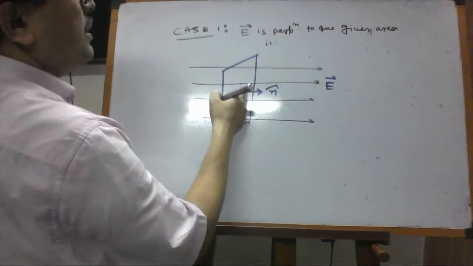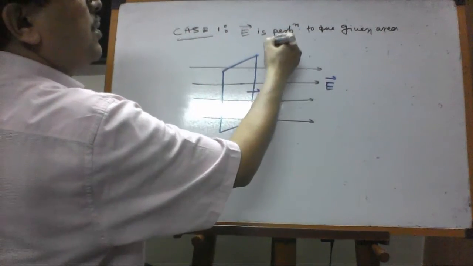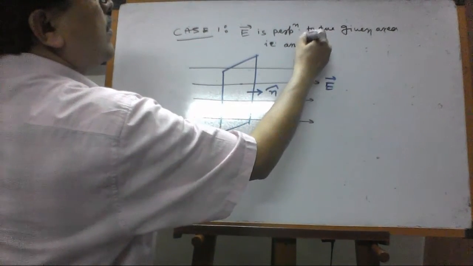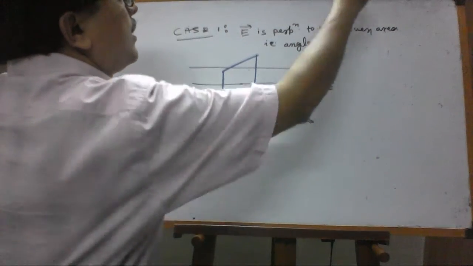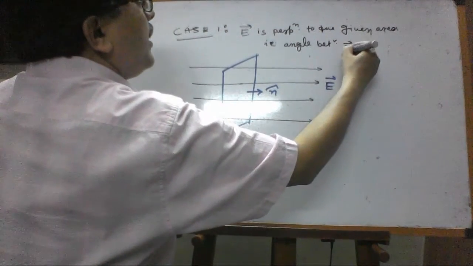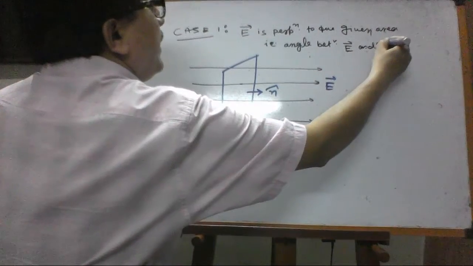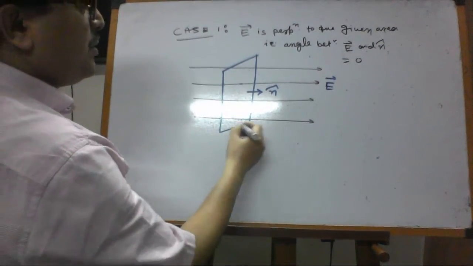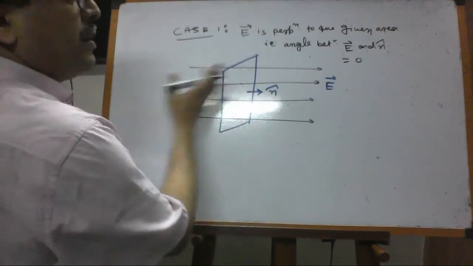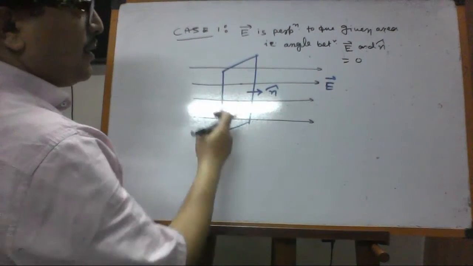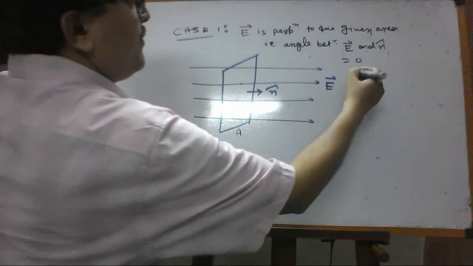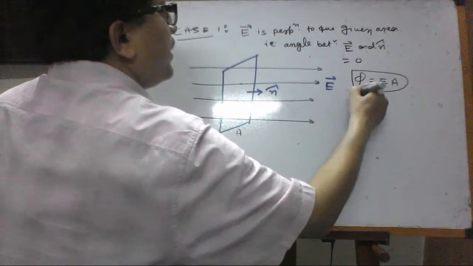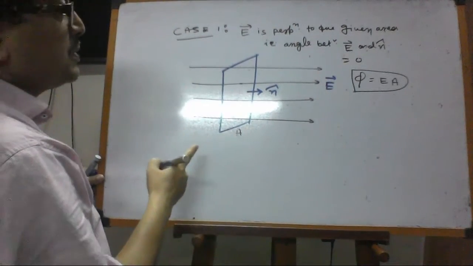That is, the area normal is along the electric field, so the electric field is also normal to the area. That is, the angle between E and n cap is equal to 0. So in this case, phi through this surface will be what? Through unit area it is E. Over the whole area, if the area is taken as A, phi is going to be equal to E into A. Okay? So this is one case.